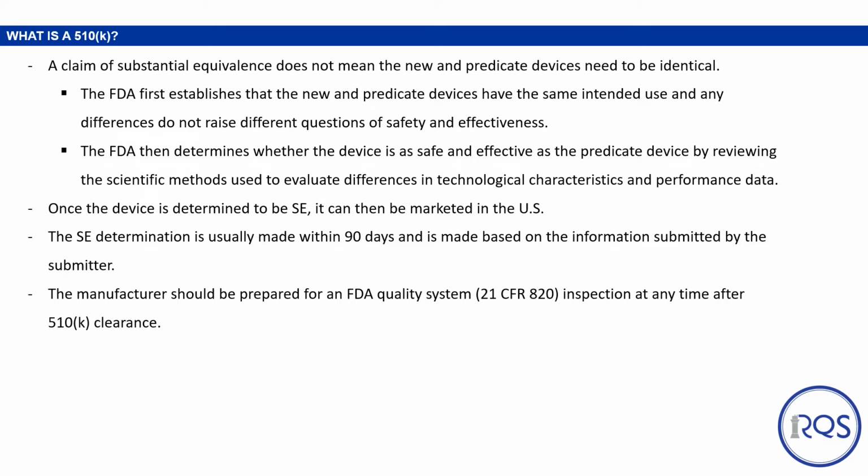Once the device is determined to be substantially equivalent, it can then be marketed in the U.S. Until the submitter receives an order declaring the device is substantially equivalent, the device cannot be marketed. The substantial equivalence determination usually takes about 90 days and is made based on the information that is submitted. The manufacturer must then be prepared for an FDA quality system inspection at any time after clearance.